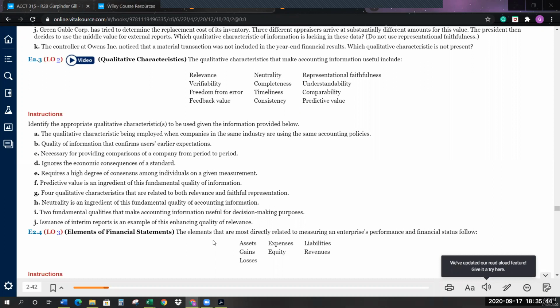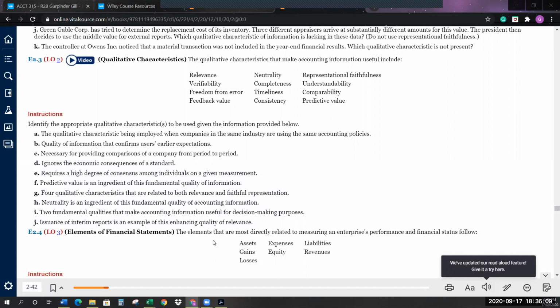All right. F, predictive value is an ingredient of this fundamental quality of information. That is relevance, and that would come from your notes. So there are some theory aspects that you just have to know.